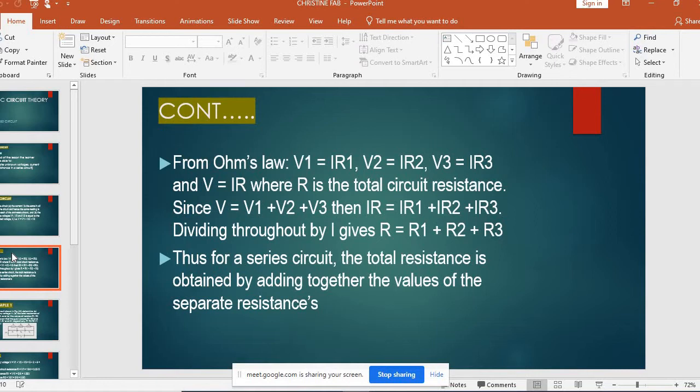So dividing throughout by I, which is current, we find that resistance R is equal to resistance 1 plus resistance 2 plus resistance 3. Hope you are together. I don't know what the silence means, but I think we are okay. And then continuation: for the series circuit, the total resistance is obtained by adding together the values of the separate resistances, that is resistance 1, resistance 2, and resistance 3.